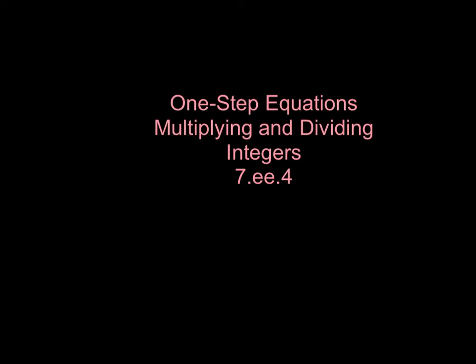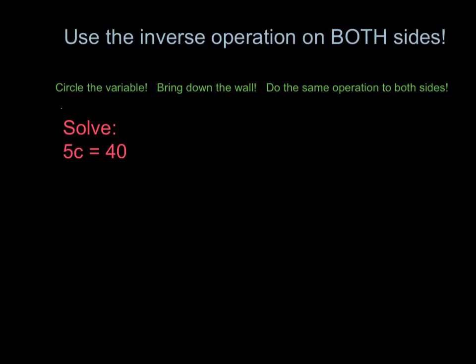If you will label your paper one-step equations, multiplying and dividing integers, and this is 7EE4. Don't forget to date your paper also. A quick reminder that you're going to use the inverse operation on both sides.